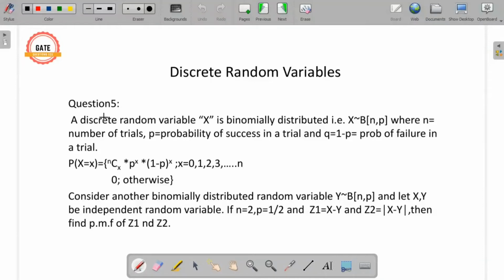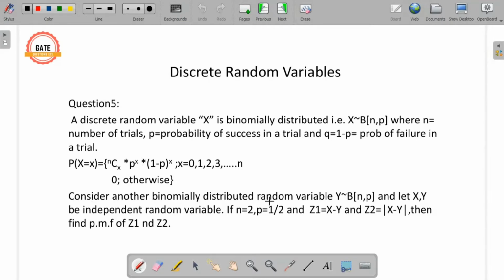So question number 5: a discrete random variable X is binomially distributed, that is, X is distributed binomially with parameters n and p, where n is the number of trials, p is the probability of success in a trial, and q is the probability of failure in a trial. This is given by the PMF formula for the binomial distribution.